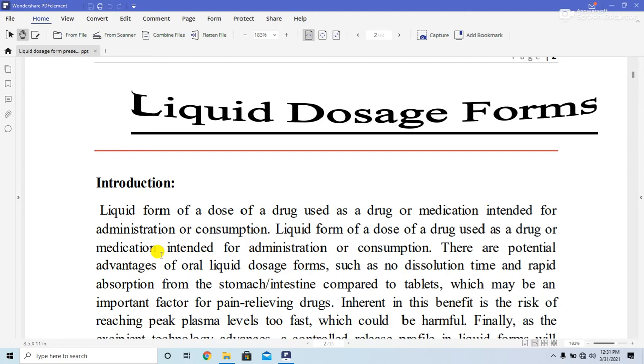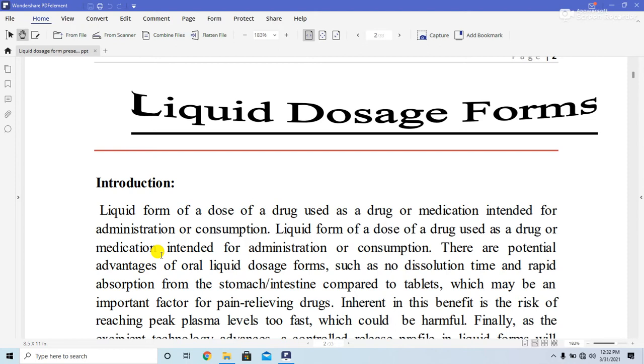These are the dosage forms. Liquid forms of a dose of a drug used as a drug or medication intended for administration or consumption. As we know, we have different dosage forms, like solid dosage form, liquid dosage form, and semi-solid dosage form. But the topic which I am going to present is the liquid dosage form.